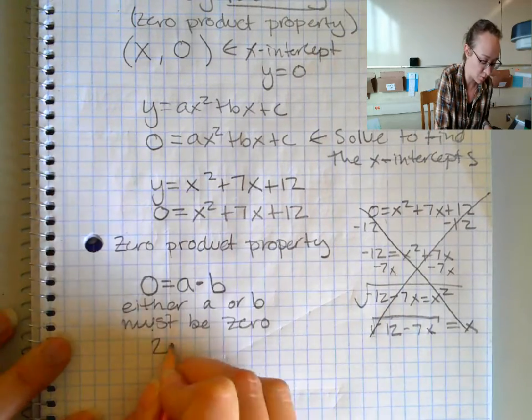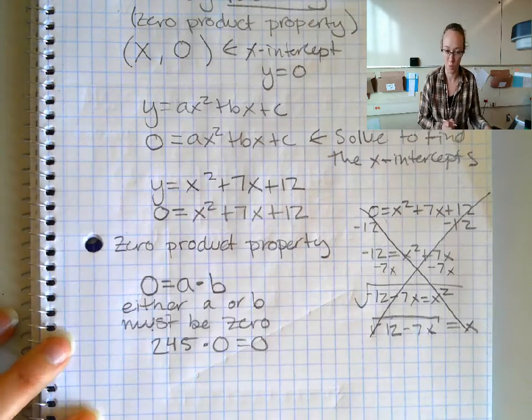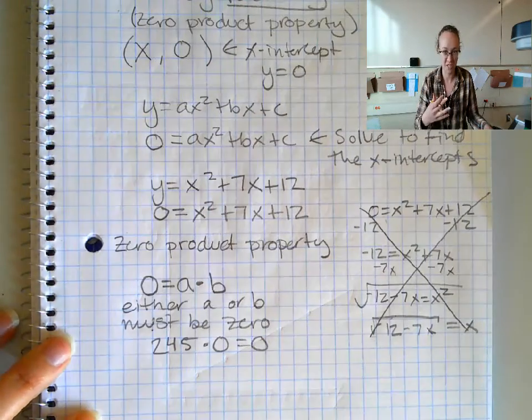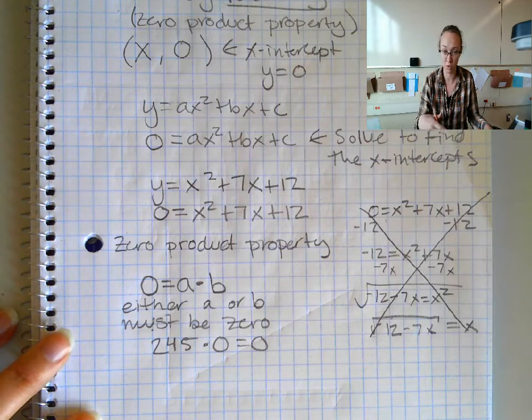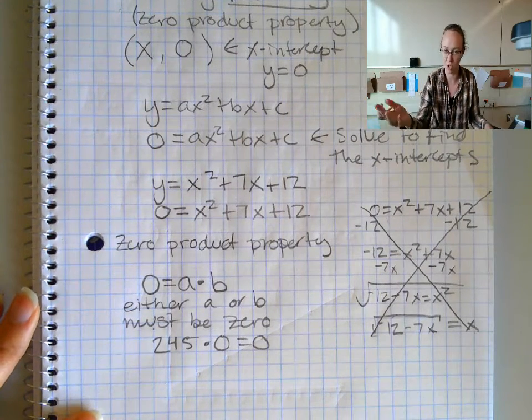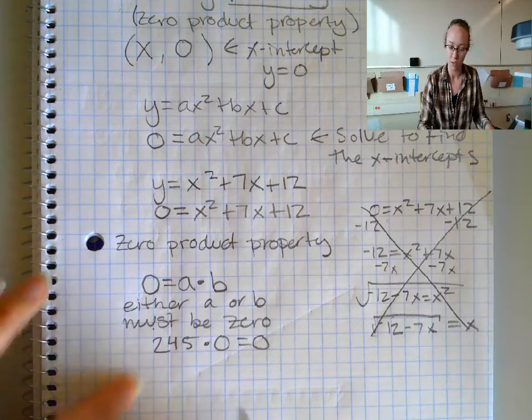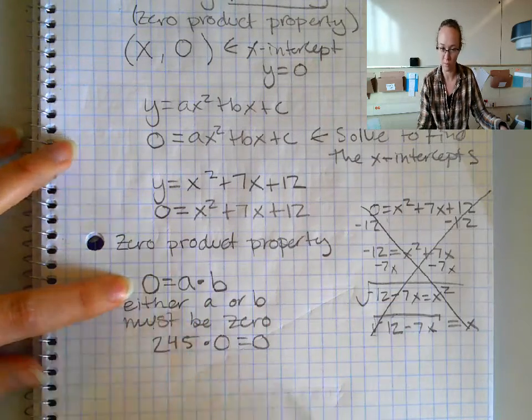Like 245 times 0 would equal 0. Negative 15 times 0 would equal 0. 0 times 295 would equal 0. So this is our zero product property. It says that if two things multiply together to equal 0, then one of them must be 0.